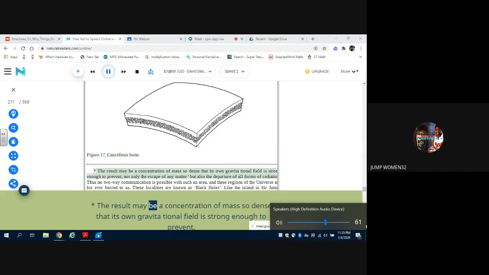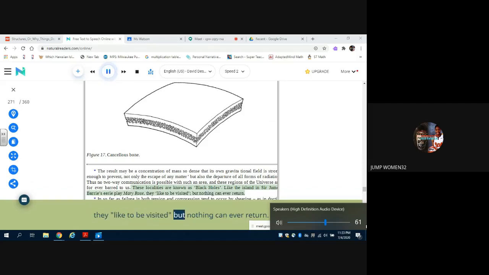Asterisk. The result may be a concentration of mass so dense that its own gravitational field is strong enough to prevent not only the escape of any matter but also the departure of all forms of radiation. Thus, no two-way communication is possible with such an area, and these regions of the universe are forever barred to us. These localities are known as black holes, like the island in Sir James Barrie's eerie play Mary Rose. They like to be visited, but nothing can ever return.